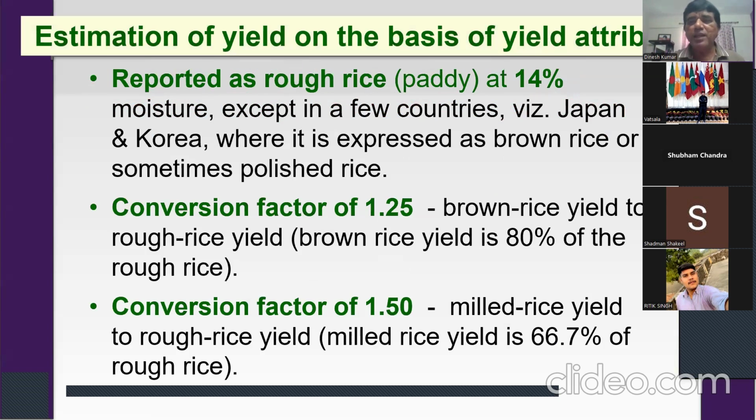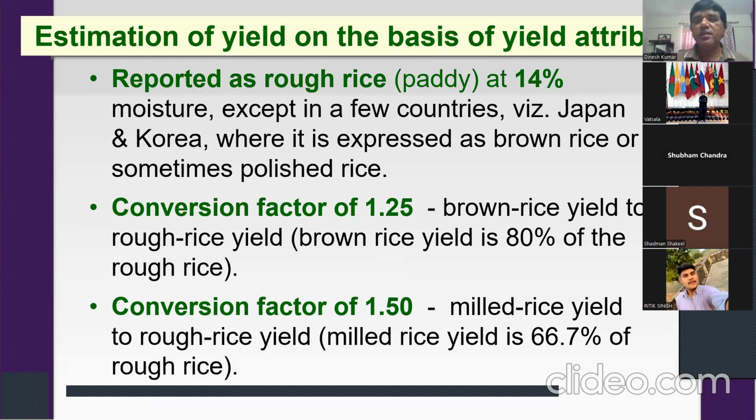Now we go to the next part of this exercise, estimation of yield on the basis of yield attributes. You understand yield attributes: these are the grain yield contributing factors which make their contributions towards the grain yield. In case of rice, that means paddy, rough rice or coarse rice, it is reported as rough rice at 14% moisture. Remember, the yields of rice or rough rice are reported at 14% moisture, except in a few countries.